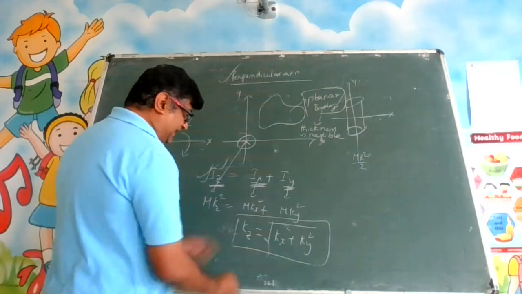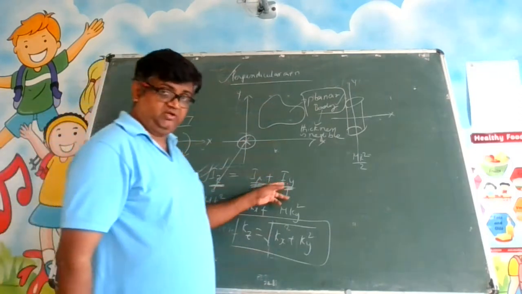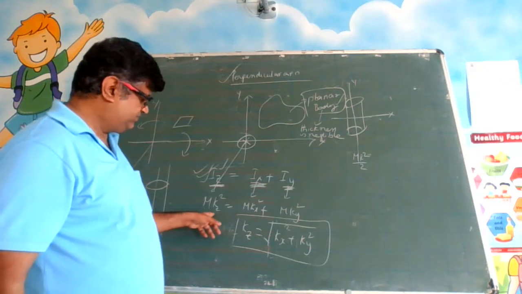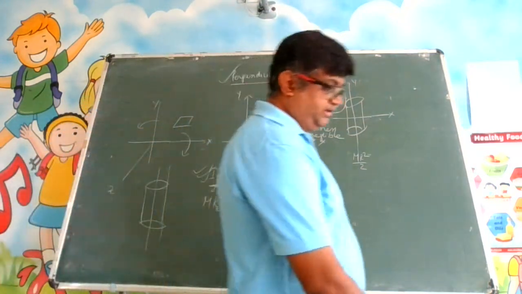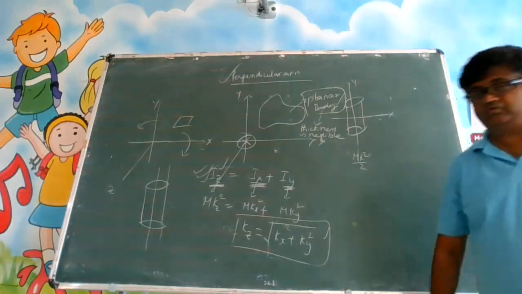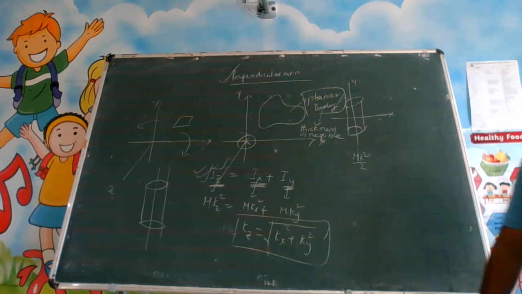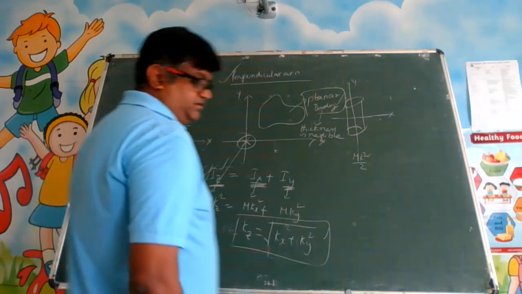It is not simply adding kx and ky. You can add moment of inertia like this, but when you have to calculate k, you have to take the square root of kx square plus ky square. Any question that comes on that concept, you have to remember this formula. Okay, so this is about the perpendicular axis theorem.